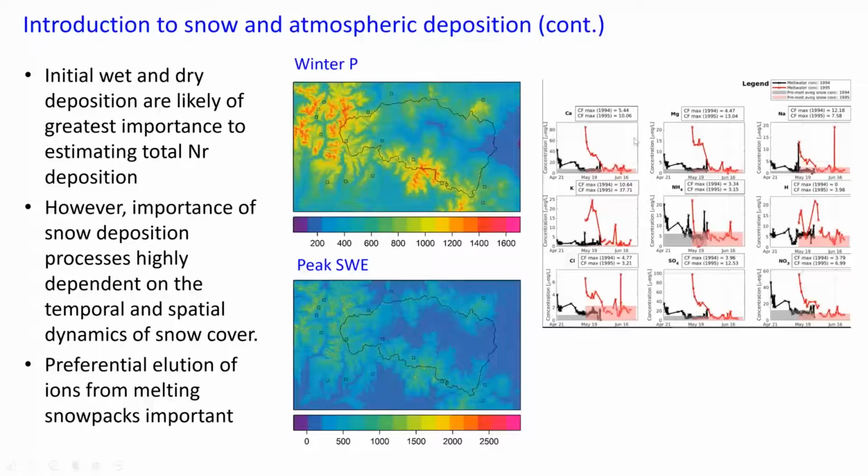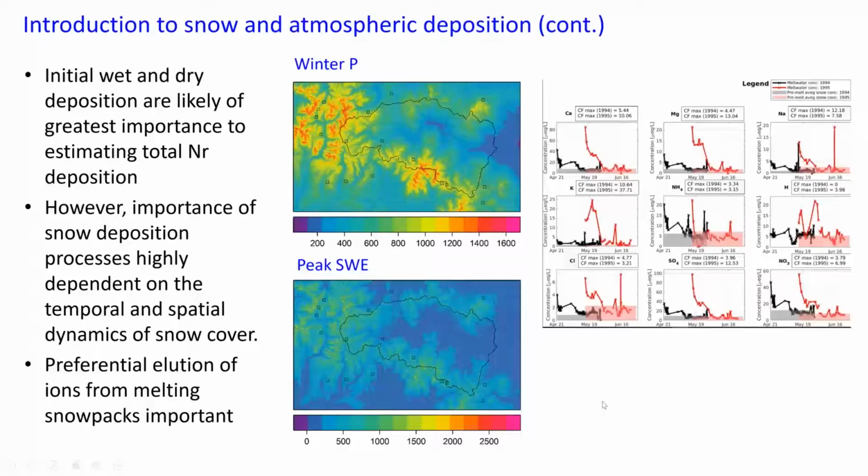And so this top figure highlights the amount of winter precipitation falling in this mountainous region. And then the bottom figure highlights the peak snow water equivalent, so the amount of water stored in the snowpack at its maximum value. And note the scales are much different on these figures, so it's hard to do a direct comparison, but you can just get the idea of how different the spatial distribution of these things look. And that can be important in terms of accurately estimating our total nitrogen deposition in these snow-dominated regions.